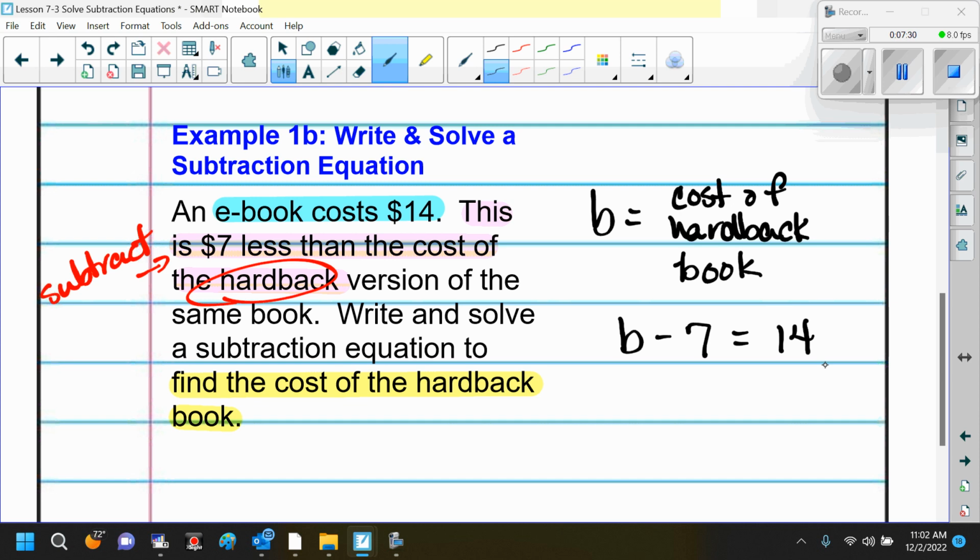So now we solve it. So you write the equation first, and then we solve it. So how do I get this B by itself? Very good. Add 7 to both sides. These 7's equal, negative 7 plus 7 is 0. So we're left with B on this side equals 21. Very good. 21 what? Dollars. Very good. So you can write your dollar sign there. And there is your line for your seesaw.